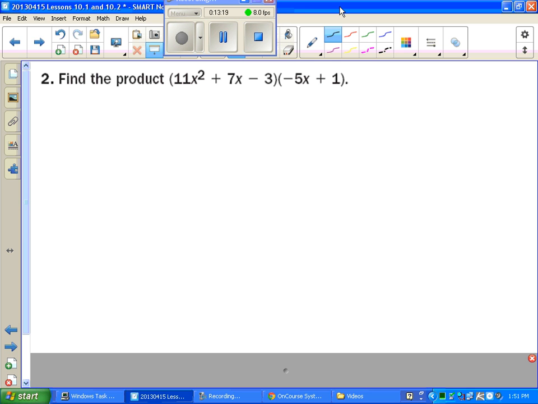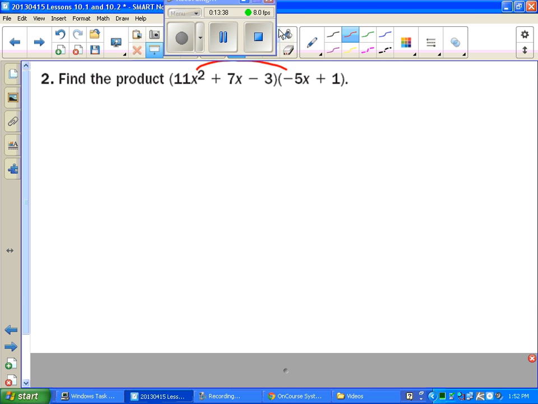For number 2, now you're multiplying a binomial and a trinomial. One has 3, one has 2. In this case, we really can't FOIL it because it's not two binomials. You can't do first, outer, inner, and last since there's a middle term in the first one. But we can make sure negative 5x gets multiplied by everything.